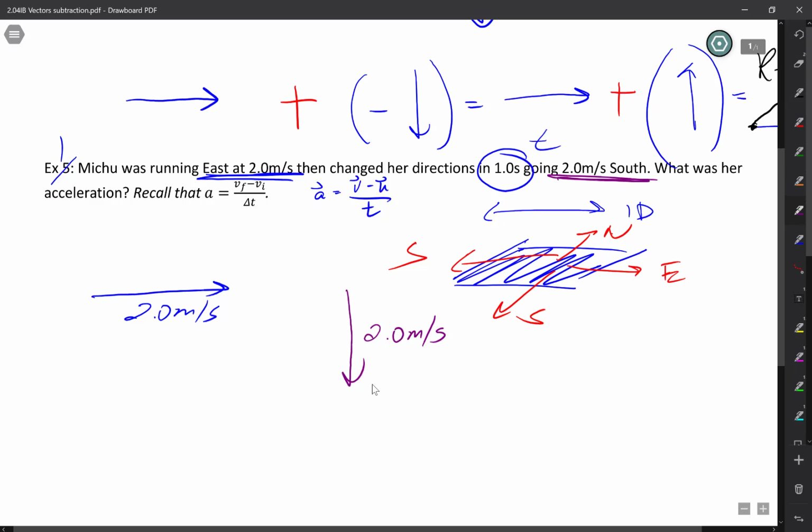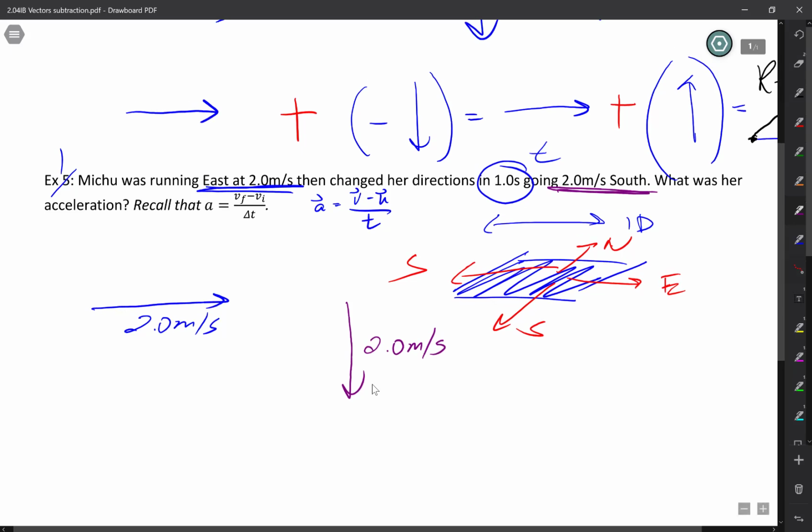Well, you might argue that she did not accelerate at all because her speed was the same. And you might be then wondering, why am I asking you for the acceleration if her speed didn't change? However, you have to be very careful because acceleration by definition is the change in velocity. Her initial velocity, even though the magnitude is the same, the direction is not.